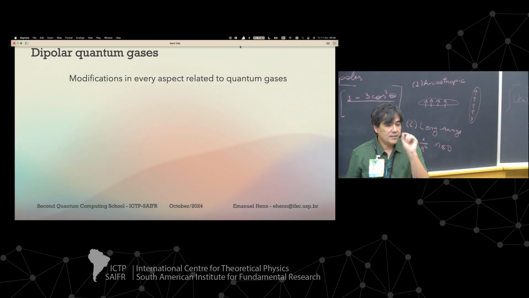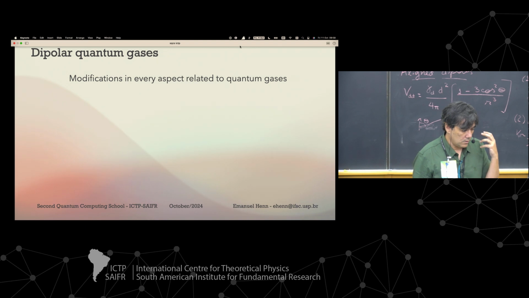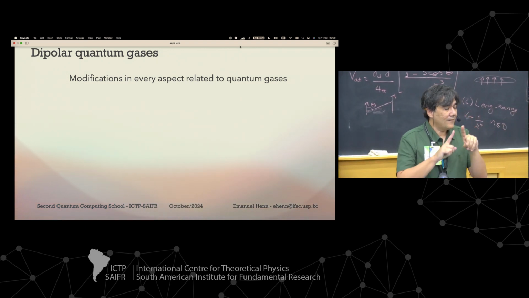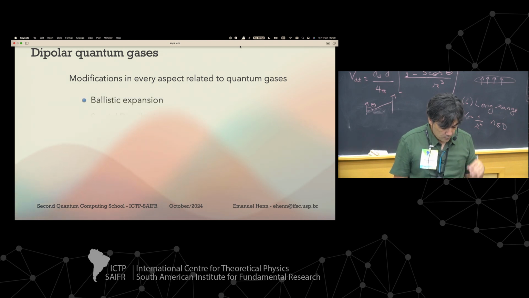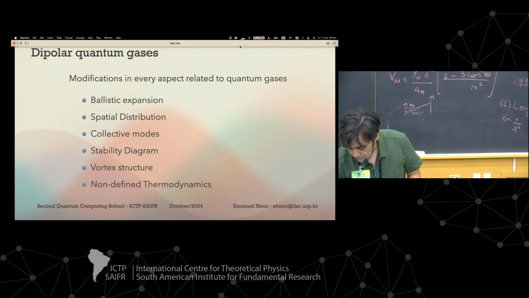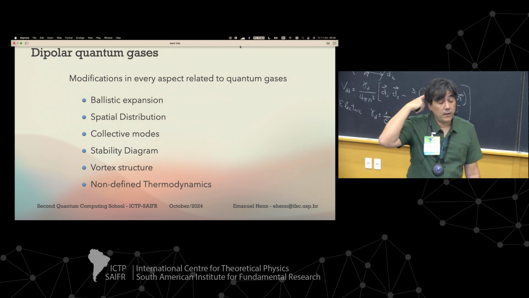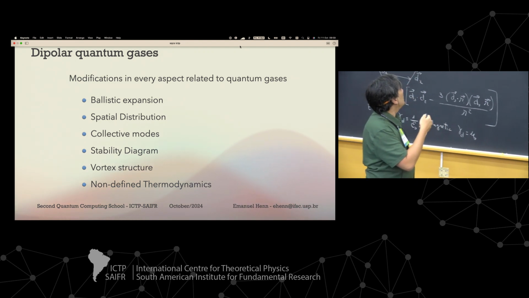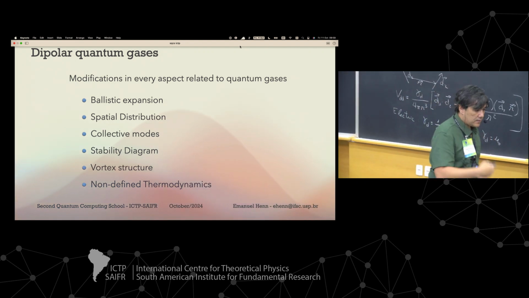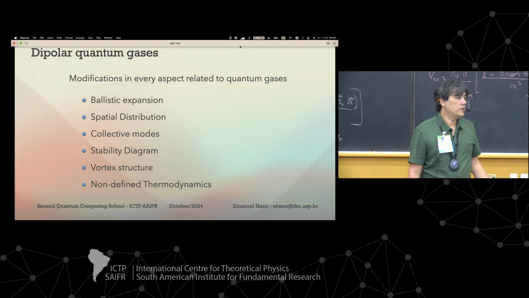So these two characteristics of this interaction change the whole game, because they are the opposite of the usual interatomic interaction that we are dealing with. So every single aspect of quantum gases is changed. The ballistic expansion is changed. The size of my parabola is changed. The collective modes, the vortex structure are changed, and the thermodynamics, as I told you, is not defined. Every single aspect is changed, just because interactions are the dominant term, okay?